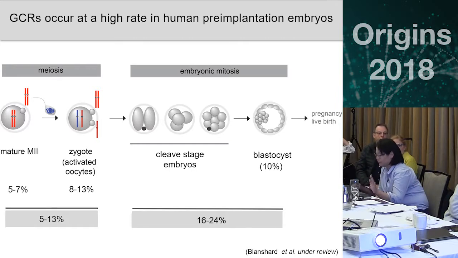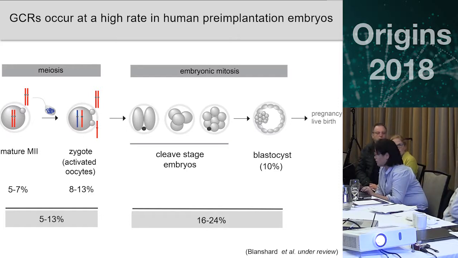I don't want to go into all the sequencing we've done for this, but we've looked at both mature M2 oocytes, and about 5 to 7% of these have a segmental aneuploidy, and also at activated zygotes. There are 3 data sets out there, 2 from Alan, including the one Alan and I did together, as well as one from Sonny C's lab where they made actual zygotes.